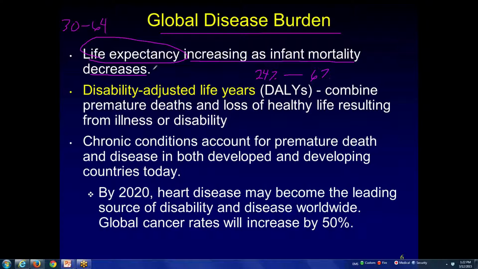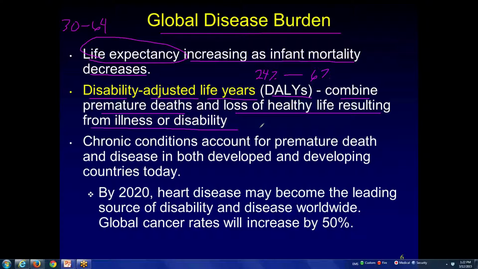Now, when we look at global disease burden, we don't want to just look at deaths and births. We look at this thing called disability adjusted life years, guys. That's DALYs. They combine premature deaths and loss of healthy life resulting from illness or disability. So we're not just looking at the death. We're looking at how, say, an accident may have affected you.